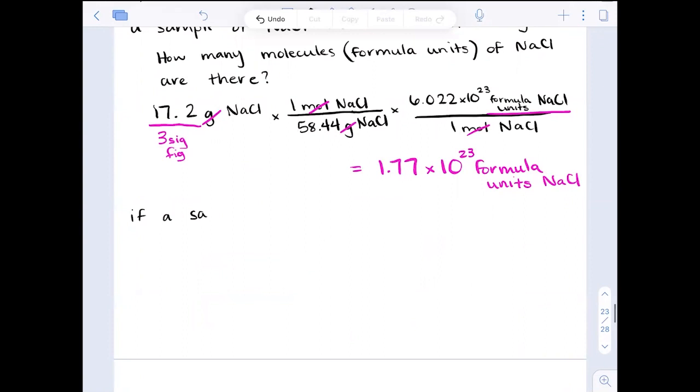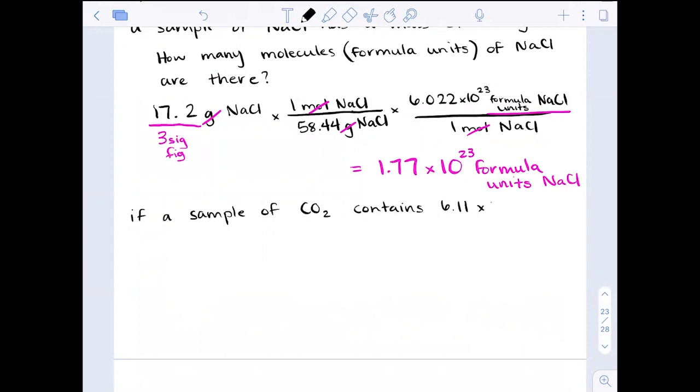If a sample of CO2 contains 6.11 times 10 to the 24 molecules of CO2, what is the mass of the sample?